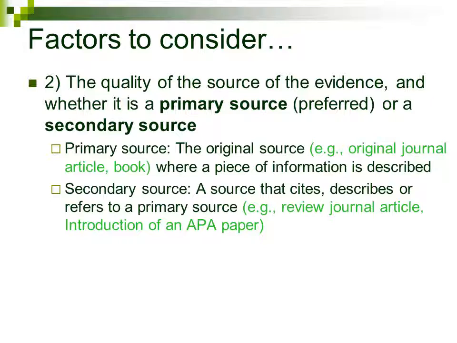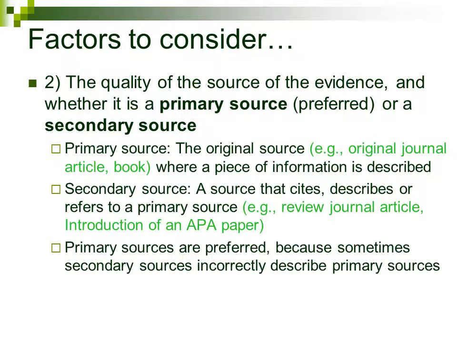So, what do you think would be more accurate? Your friend's description of what happened or your description of your friend's account of what happened? Well, presumably your friend's description, the primary source, is going to be more accurate. So overall then, primary sources are preferred because sometimes secondary sources incorrectly describe primary sources. So if a secondary source makes an error in terms of describing the primary source, using evidence from that secondary source would constitute poor quality evidence.